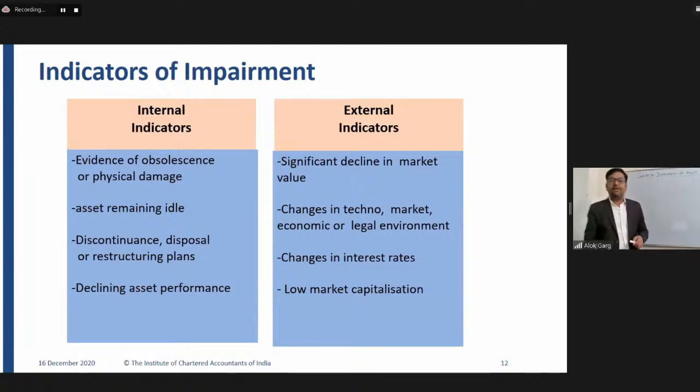Then we discussed internal indicators and external indicators. Evidence of obsolescence or physical damage, asset remaining idle, discontinuance, disposal or restructuring plans, and declining asset performance are examples of internal indicators. External indicators are a significant decline in market value, changes in technological, market, economic or legal environment, and changes in interest rate. You remember I took an example of present value calculation at 10%, 15%. When market interest rate goes up, your value will go down. So this is again an external indicator of impairment. Low market capitalization.